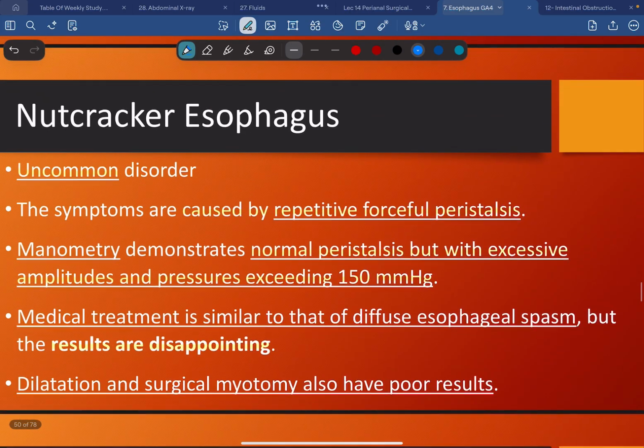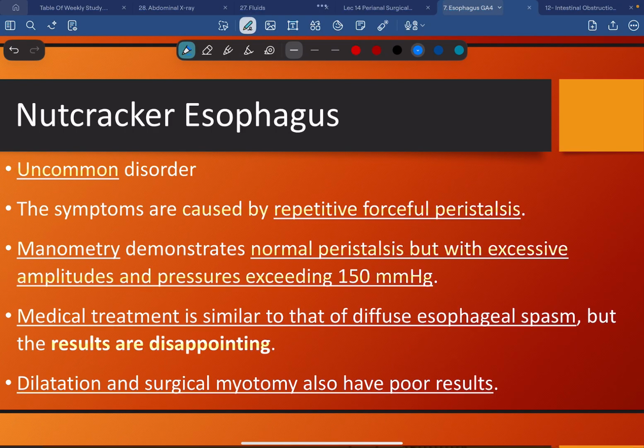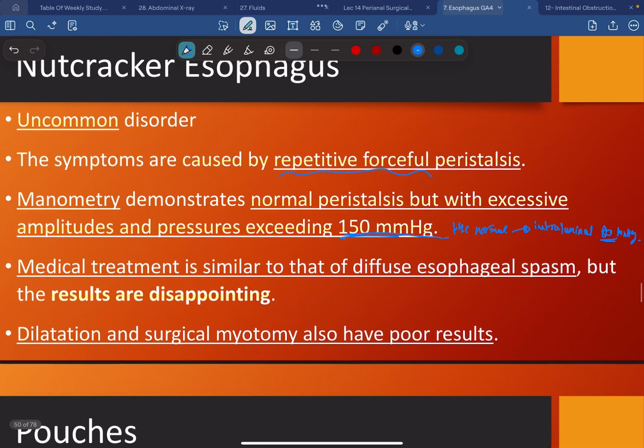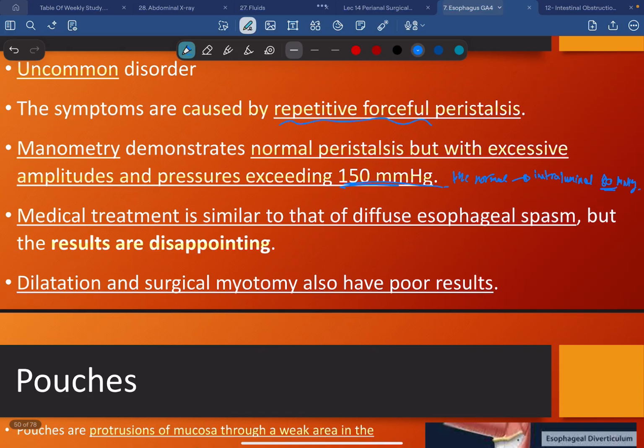Nutcracker esophagus is another rare disease which is caused by a repetitive, very forceful peristalsis, which can result in an intraluminal pressure of 150 millimeters mercury. Remember earlier we talked about the normal peristaltic movement of the esophagus, which results in an intraluminal pressure of, who remembers the number? I told you, remember this number. 80. Good. 80. So now we have doubled this intraluminal pressure, which makes this contraction ineffective for swallowing and painful.